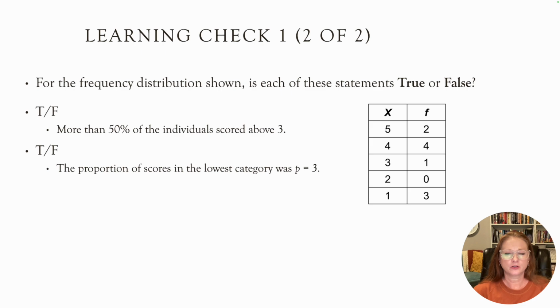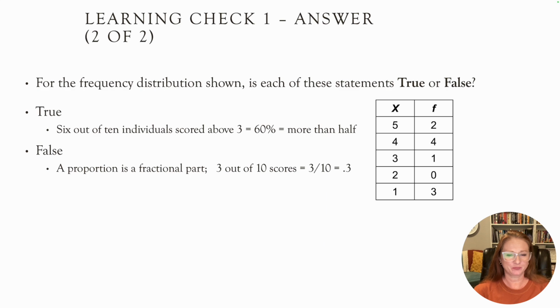Okay, another learning check. For the frequency distribution shown, is each of these statements true or false? Number 1, more than 50% of the individuals scored above 3. So I'll repeat that. More than 50% of the individuals scored above 3. Number 2, the proportion of scores in the lowest category was P equals 3. Okay, so this one's a mixed bag.